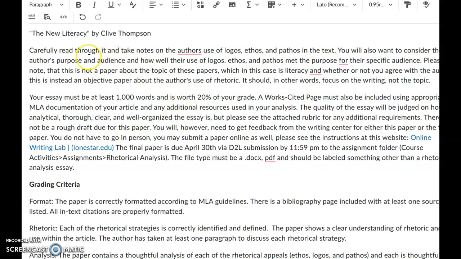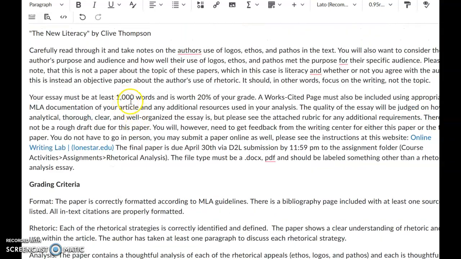Also be aware that for each of these, logos, ethos, and pathos, you need to have a separate paragraph that discusses each of those. So that also kind of ups your paper pretty quickly. If you have an introduction, a paragraph that discusses each of these, maybe a paragraph that discusses the audience and purpose, and you should talk about a logical fallacy somewhere, I mean, that's really getting you up there pretty quickly.